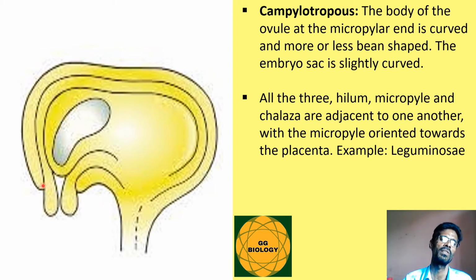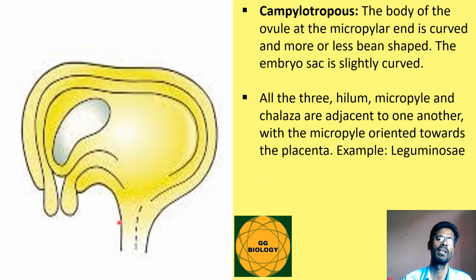So here, when we see the micropylar end, the ovule is curved at the micropylar end, and more or less they are bean shaped. Also the ovule is said to be bean shaped. So when we see here, the ovule happens to be bean in shape, and the embryo sac also gets curved. The embryo sac is also curved in nature. All the three, hilum, micropyle and the chalaza.